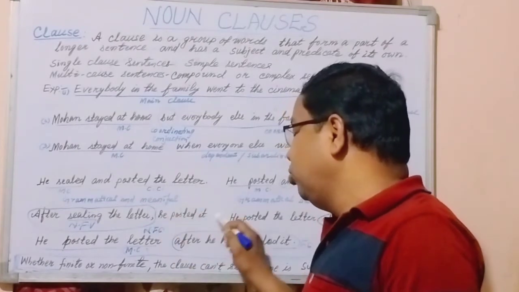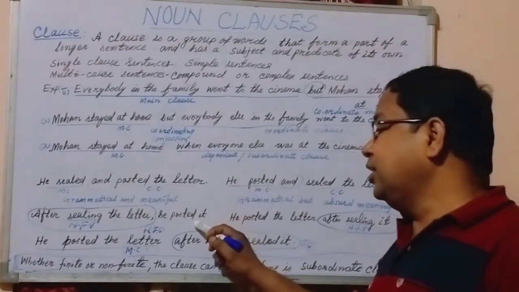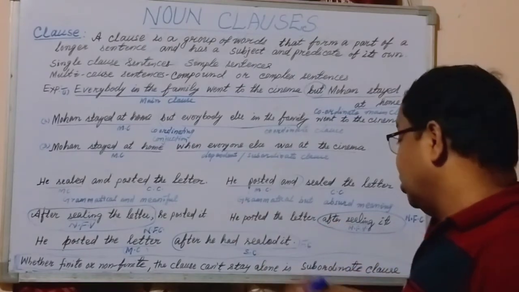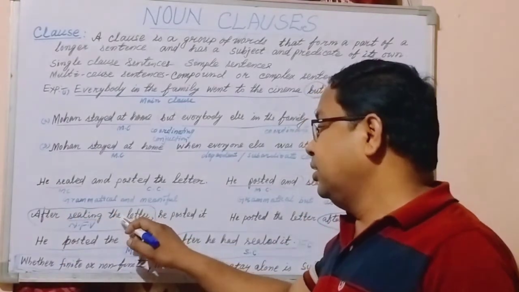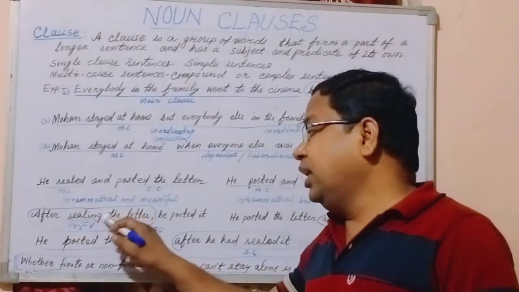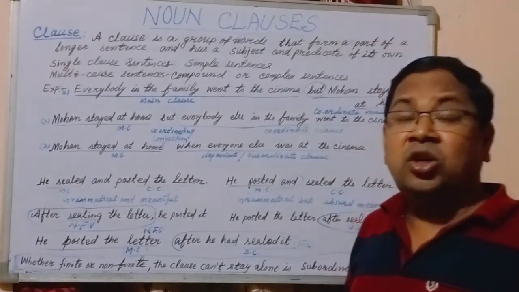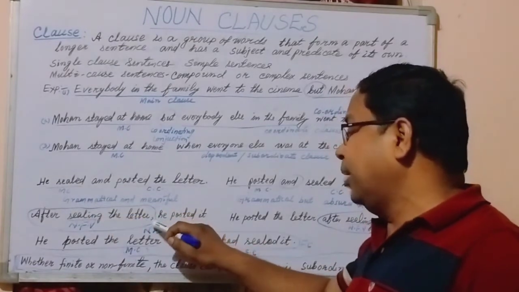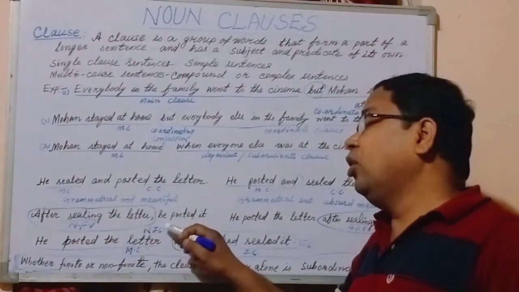He posted it, as you know, is a simple sentence and it is also fully meaningful and it is your main clause. Here also, he posted the letter, same thing, but the next clause is after sealing it. In this clause, you see here, sealing. Is it finite or non-finite? As you know, sealing is a non-finite verb. As sealing is a non-finite verb, this total clause, this part, is known as a non-finite clause.